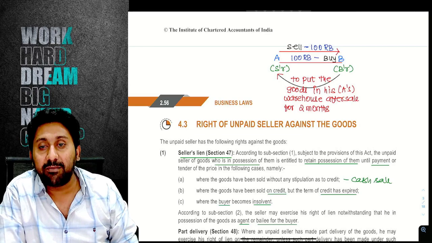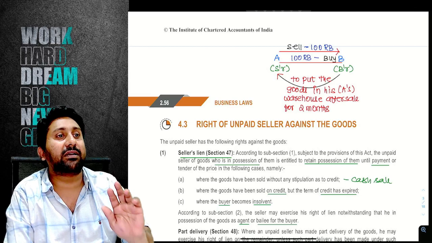Bailee means what? There are two parties in a bailment contract: bailor and bailee. The bailor will transfer goods to the bailee for a purpose, and he will take them back once the purpose is accomplished.